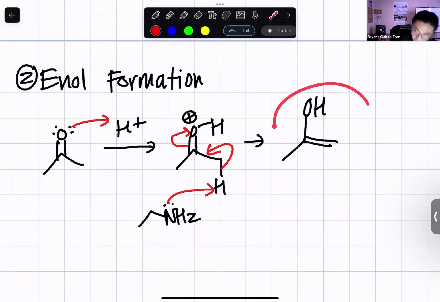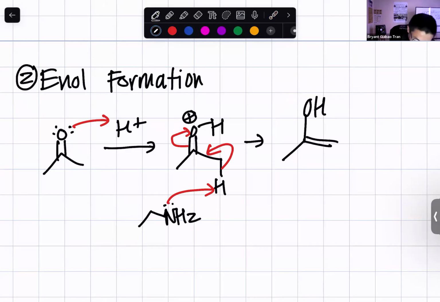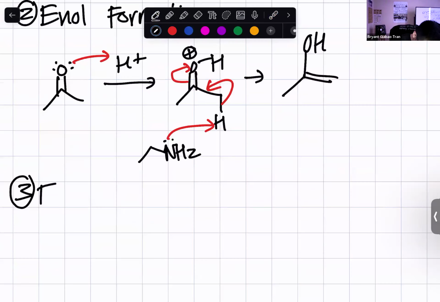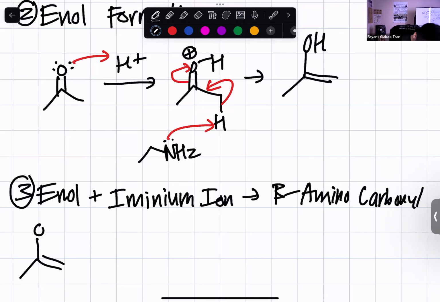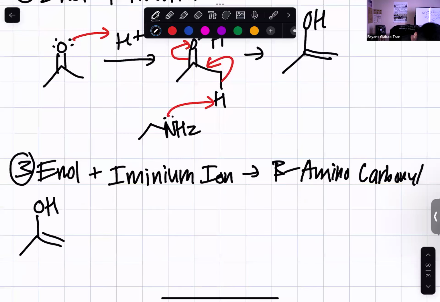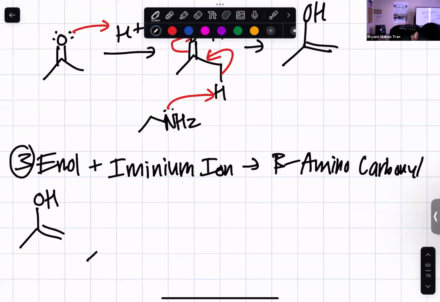Now we have our enol here. Once we have the enol, we move on to the last step of the mechanism, where we bring the enol and the iminium ion that we formed in the first step together to react and form the beta amino carbonyl. So this is the enol that we formed in the second step. This is the iminium ion that we formed in the first step.